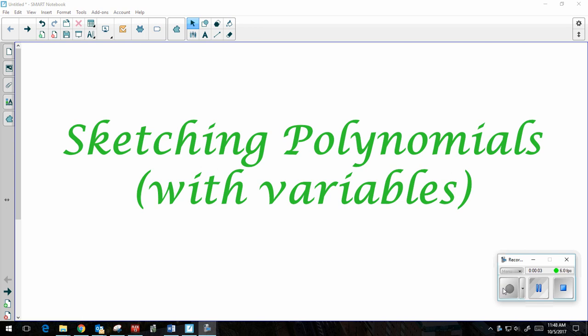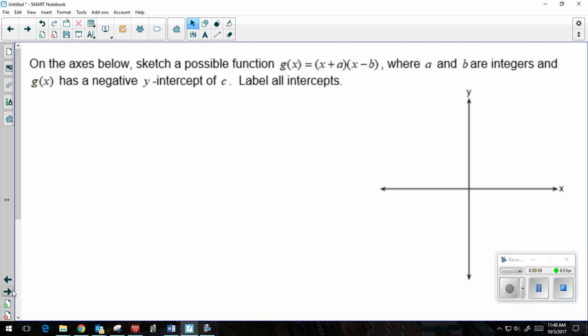Let's learn how to sketch polynomial graphs, except we're going to take a look at ones that have some variables. On the axes below, sketch a possible function, g of x equals x plus a times x minus b, where a and b are integers, and g of x has a negative y-intercept of c. Label all intercepts.